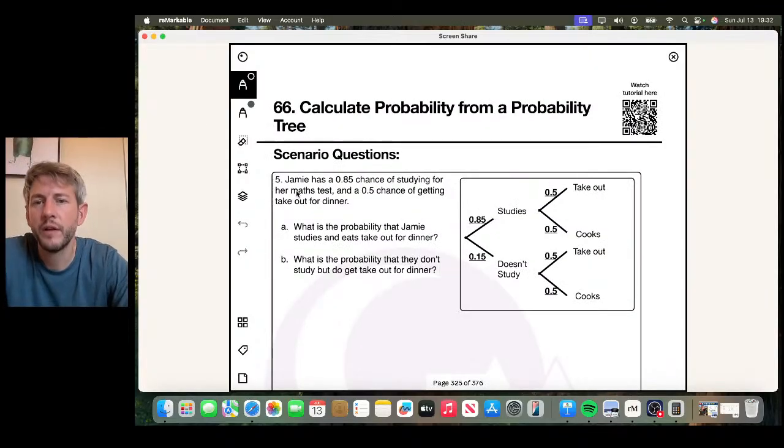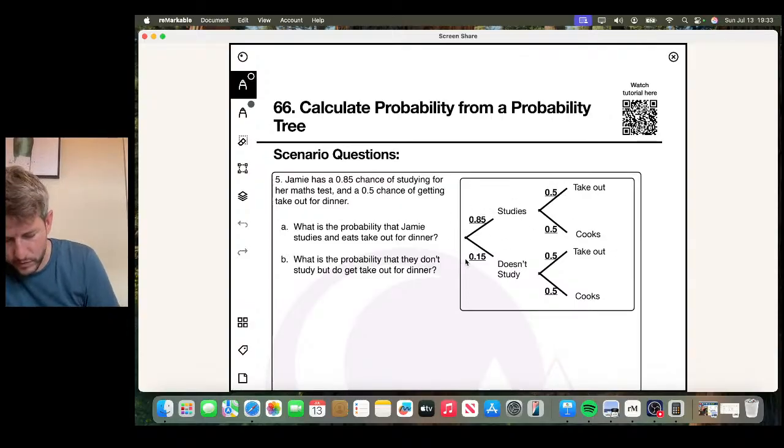Question 5. Jamie has a 0.85 chance of studying for her maths test and a 0.5 chance of getting takeout dinner. A. What is the probability that Jamie studies and eats takeout for dinner? Okay, studies, gets takeout. So here we go.